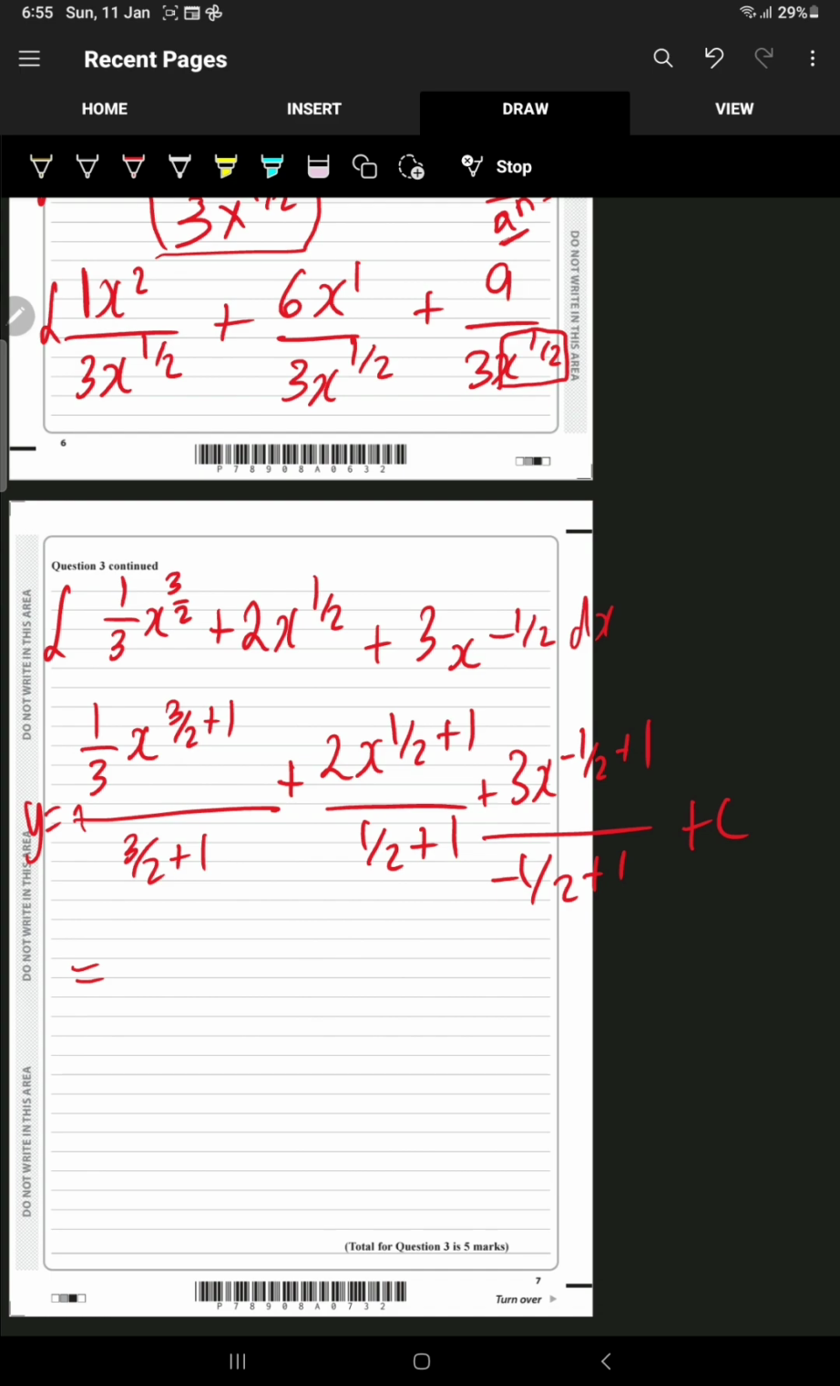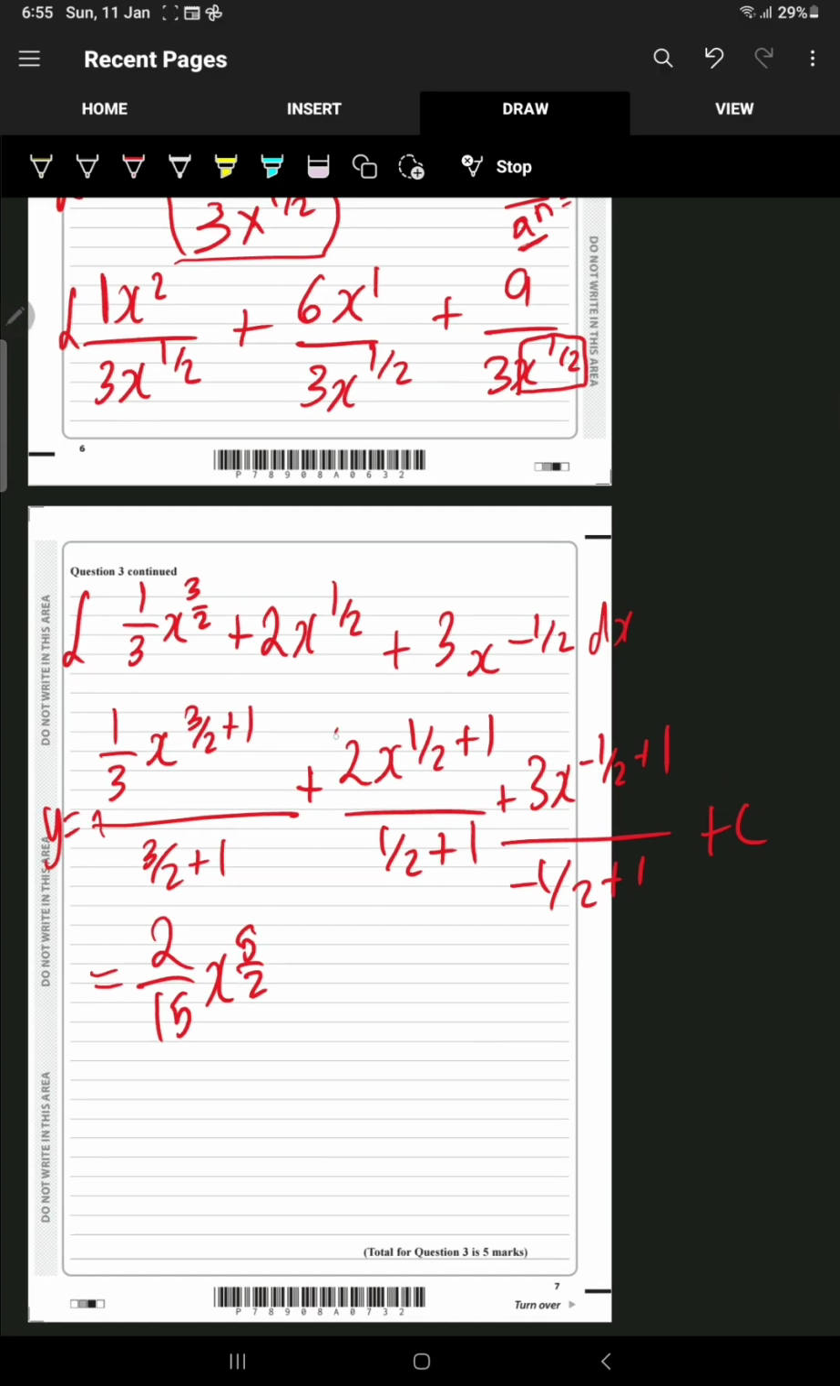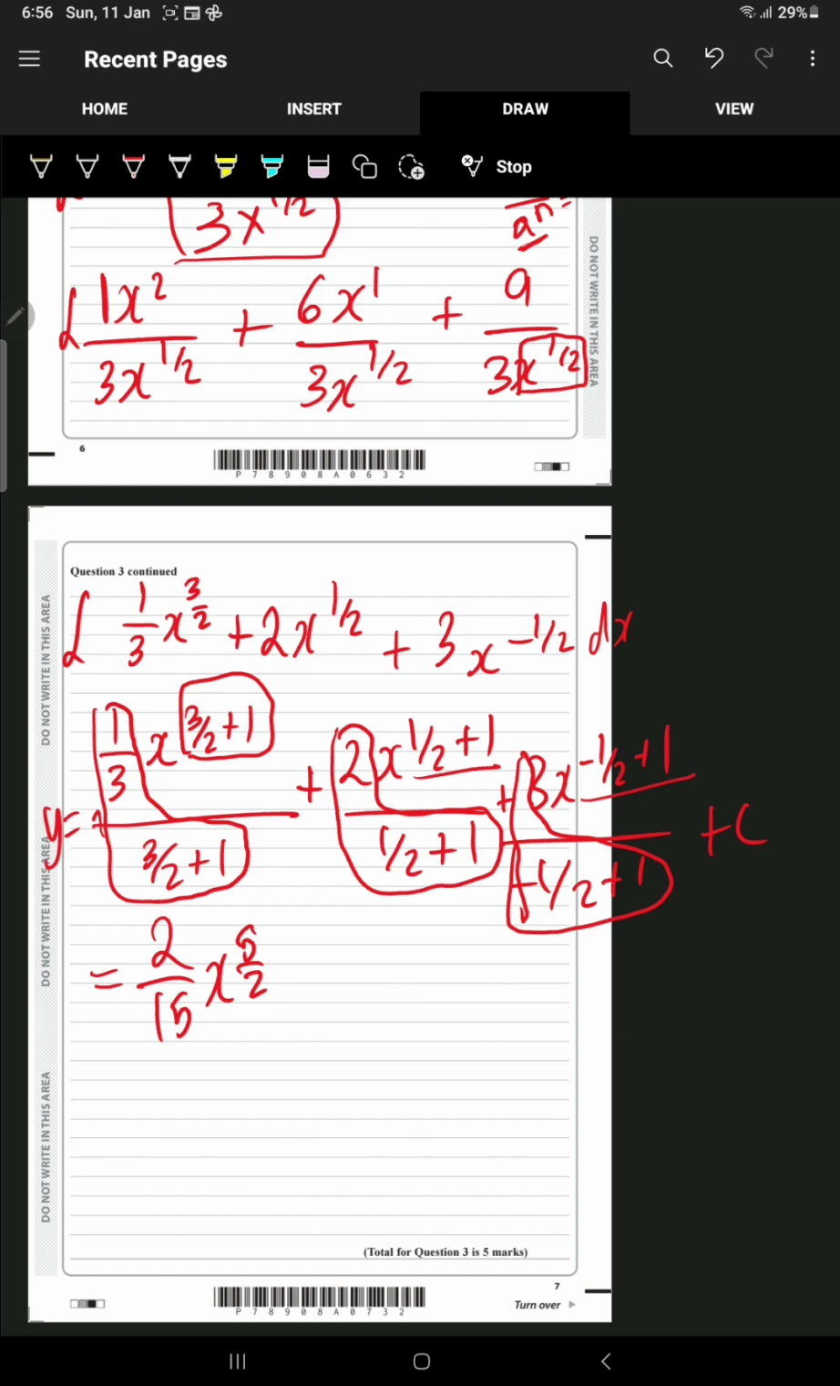So 1 over 3 plus 3 over 2 plus 1 is going to give us 2 over 15 x. 3 over 2 plus 1 is 5 over 2, and now you need to divide by this and add this. Same over here: divide by this whole thing and add it. Now 2 over 1/2 plus 1 is going to give us plus 4 over 3 x to the power of 3 over 2.